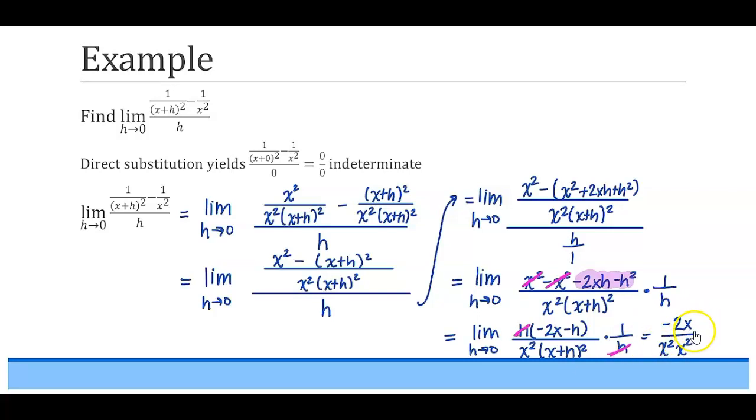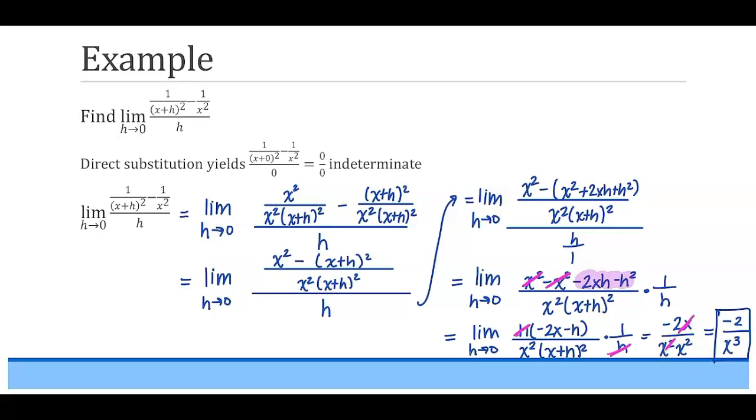Well, I can do a little bit of simplifying here because the x's, one in the numerator and one of the 4 that are in the denominator will cancel. So we'll cancel 1x in the numerator, 1x in the denominator, for a final answer of negative 2 over x cubed. Negative 2 over x cubed.